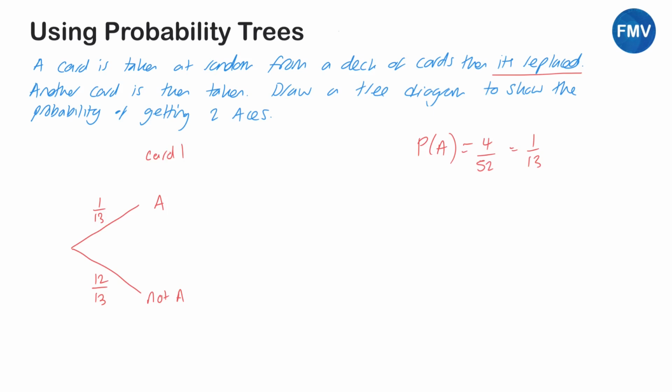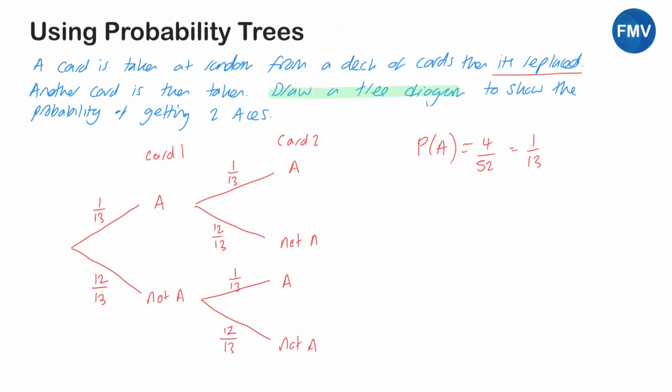So we repeat this now for the second card. We're now looking at card two, and we've got two possibilities: one if you've chosen an ace, and one if you've not chosen the ace. Well, because the first card we took out was replaced, we still have the same probabilities of getting an ace. So it's still 1 out of 13, and the chance of not getting an ace is still 12 out of 13. Same here, and same there.